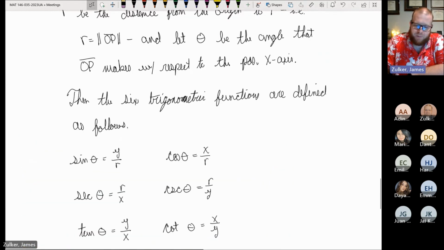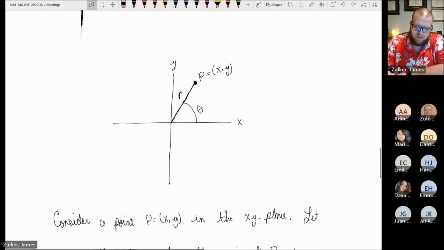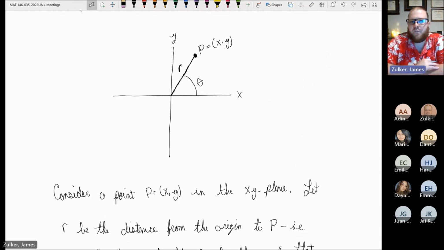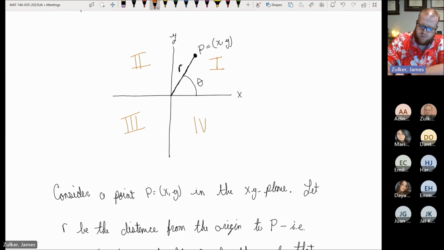If we come back up to the plane, remember the 4 quadrants: start with the top right and you move counterclockwise. Quadrant 1, quadrant 2, quadrant 3, quadrant 4.